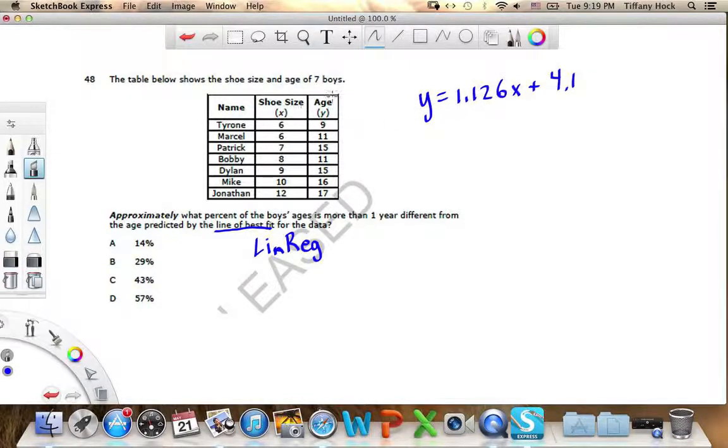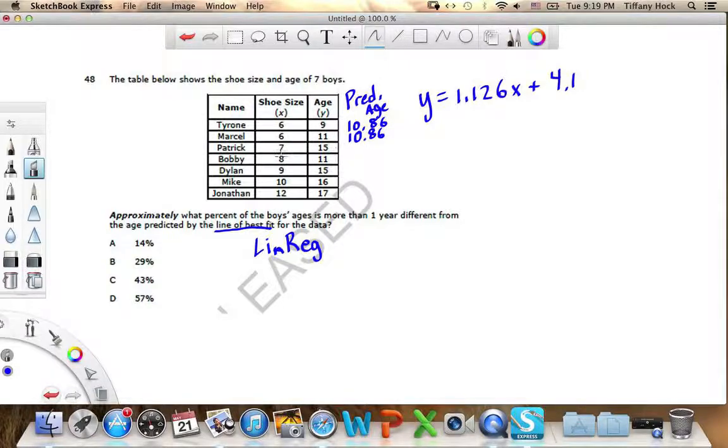To find the predicted age for each of these shoe sizes, I can go to my y equals and plug that equation in, 1.126x plus 4.1, and then I go to my table and look for the different shoe sizes I was given. If I scroll down to a shoe size of 6, in my table from doing second graph with the line of best fit, not in stat, the predicted age here is 10.86, somewhere close to that. And obviously for another shoe size of 6 you get the same predicted age.